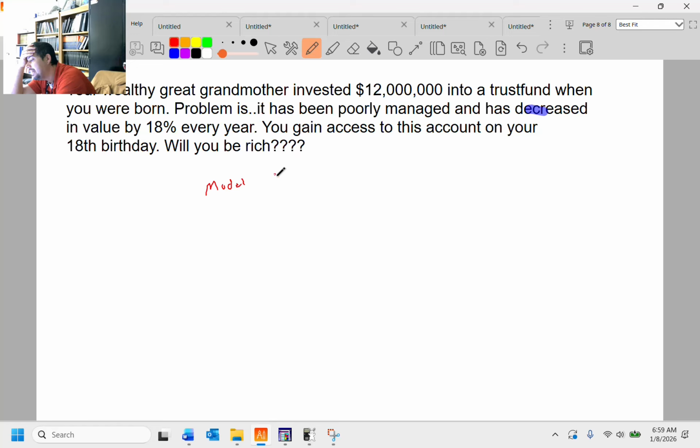Now, this is decay, okay? So the amount after time passes is the principal times 1 minus the rate of decay to the time. All right? Now, what do I know? I know that the principal is a whopping $12 million. 18% is 0.18. So 1 minus 0.18, and then to some t.